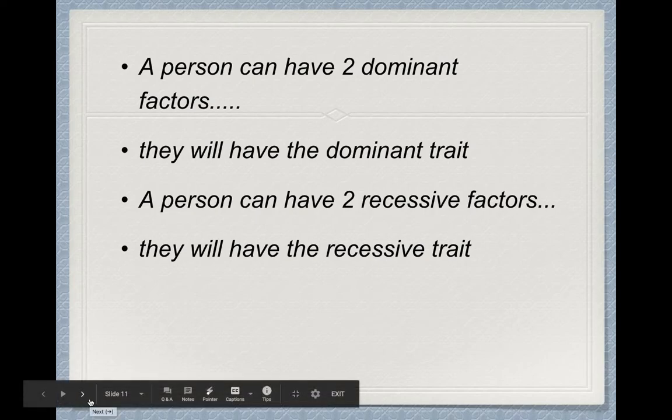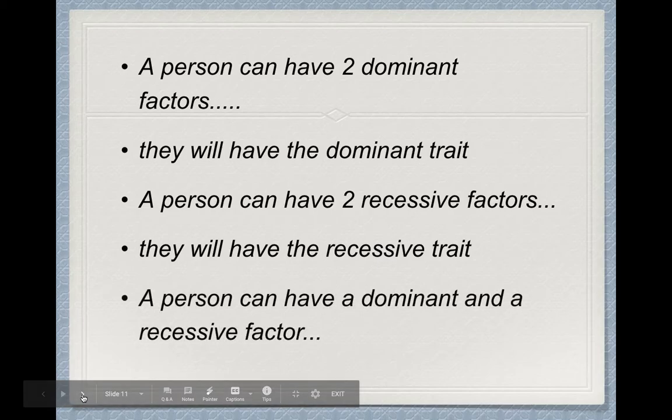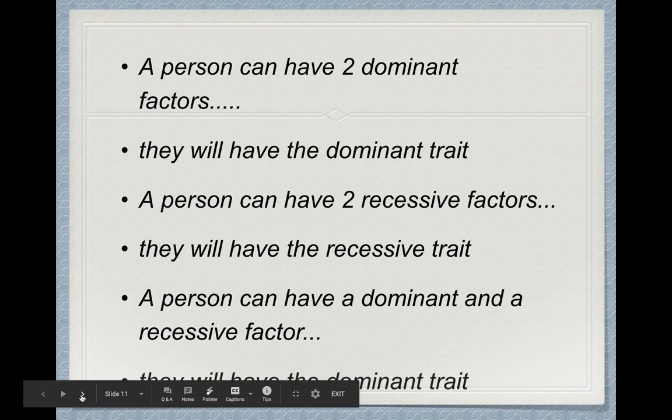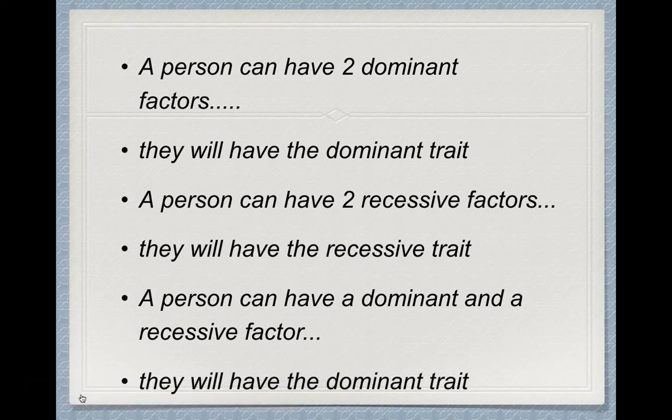And then our third possibility is that a person could have a dominant factor and a recessive factor. Well, if they have a combination of a dominant and a recessive factor, that dominant factor is going to hide the recessive factor. So the only factor that we're going to be able to see is going to be the dominant factor, the dominant trait. The organism is going to express or have the dominant trait.